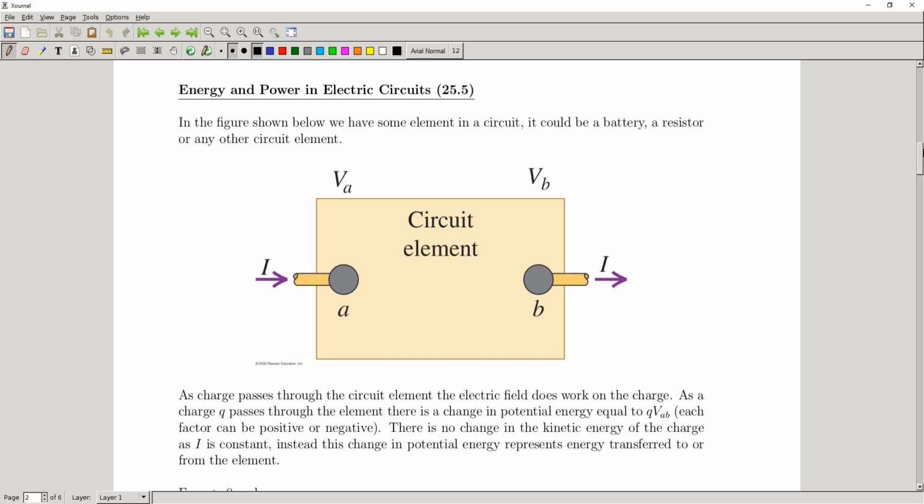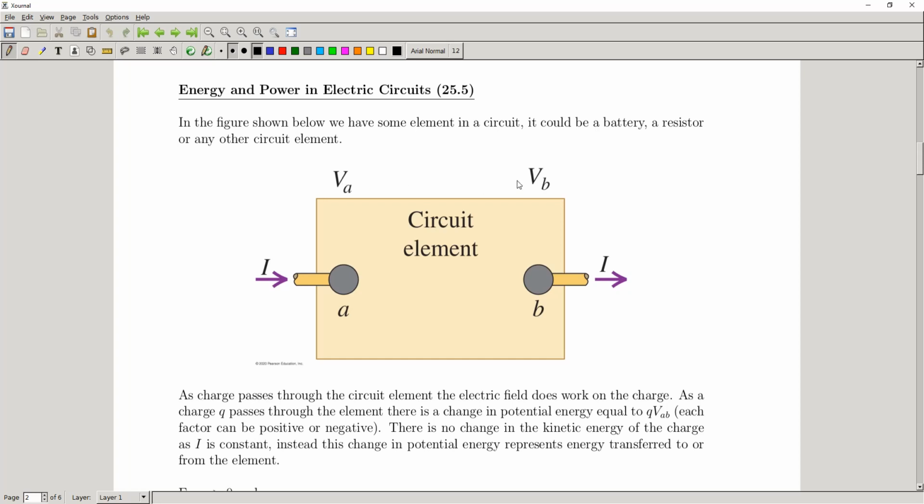So we're going to be thinking about this beige box that we have here. In the figure shown here, we have some element in a circuit. This could be anything. This could be a battery. This could be a resistor. This could be basically anything. All that's important is that we have some potential difference between points A and B, our two terminals here.